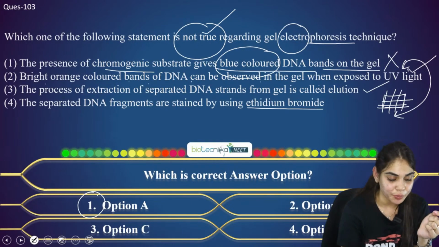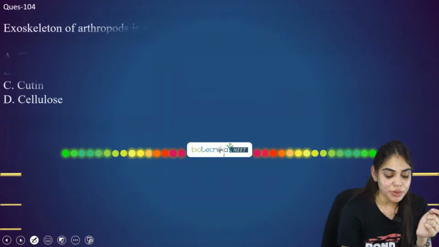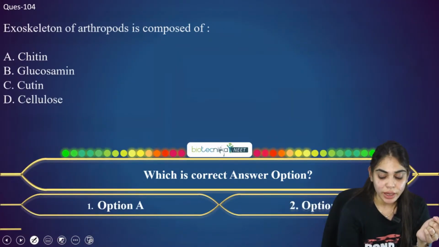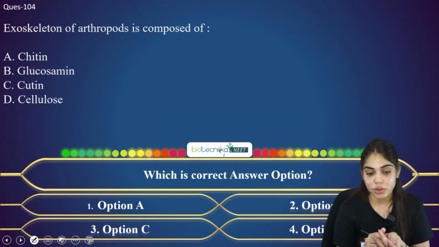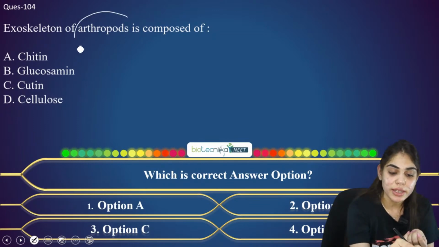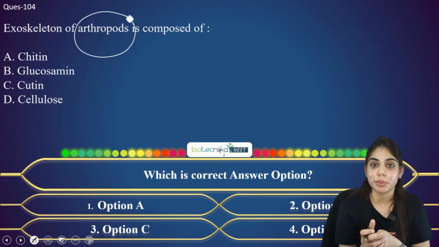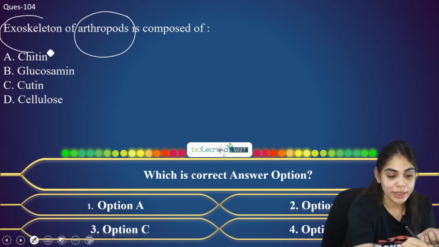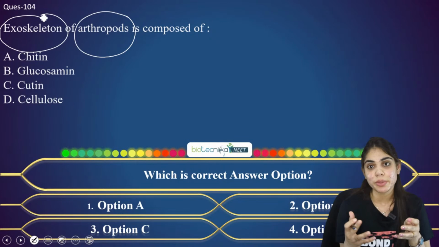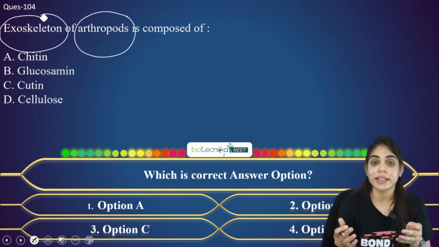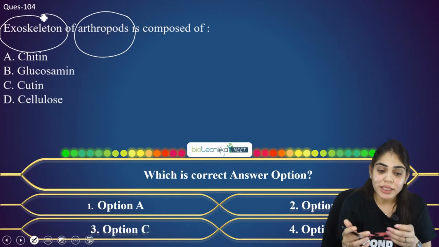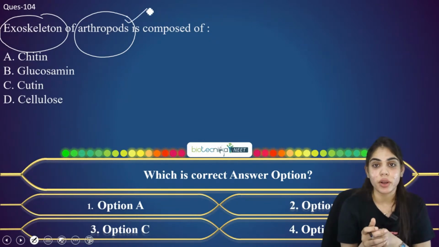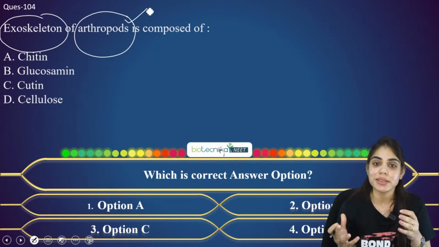So now let's move to question number 104 under zoology. The question is: the exoskeleton of arthropods is composed of. Now you all know that arthropoda is one of the biggest phyla under the animal kingdom. Now what is this exoskeleton? Skeleton means the body framework, and exo means outside. So the outside skeleton is made up of chitin. This exoskeleton of arthropods, as well as the fungal cell wall, is made up of chitin. Now what is this chitin?